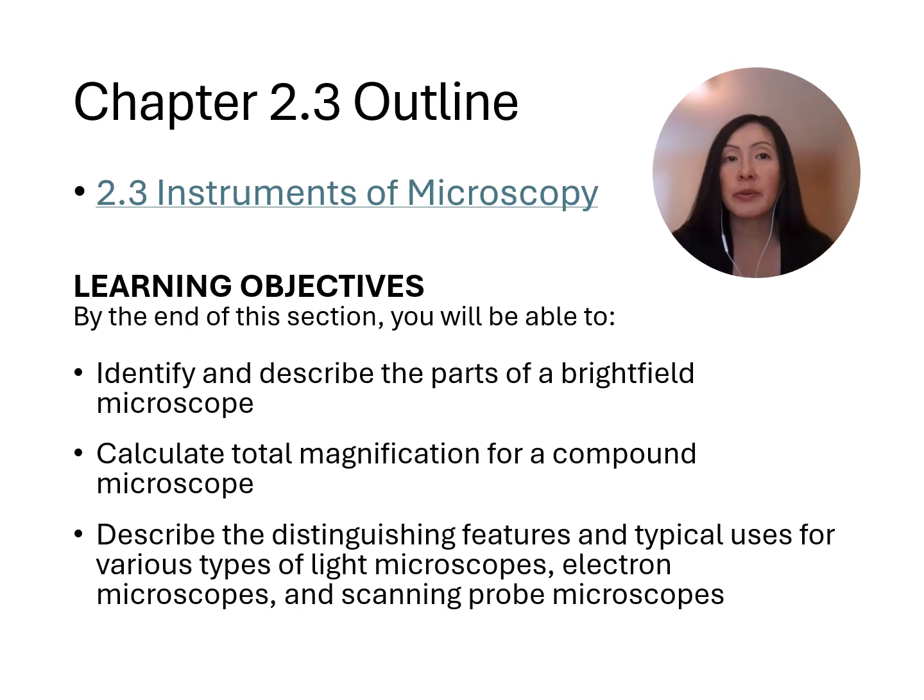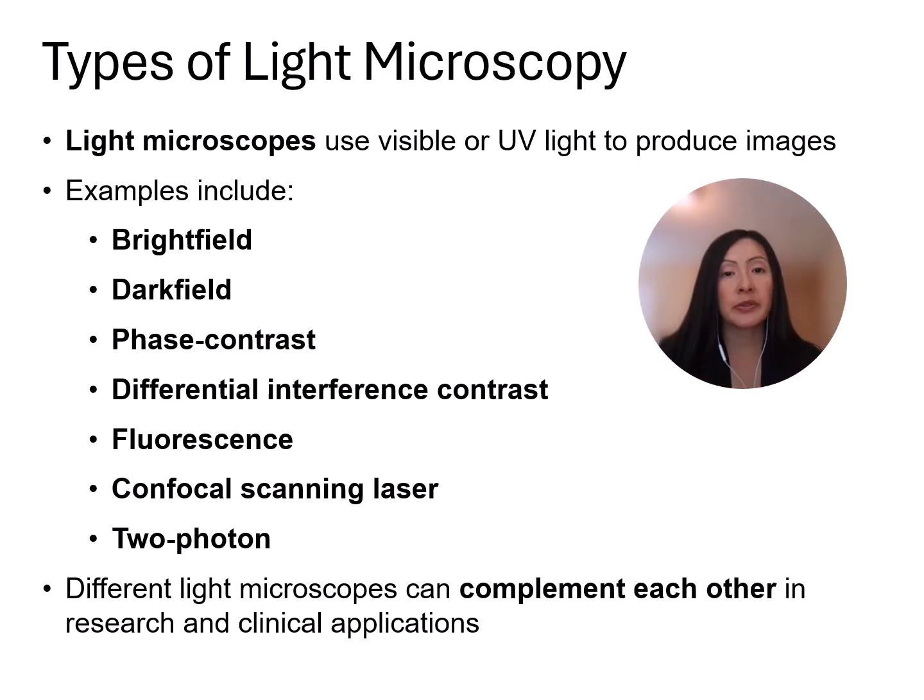All right, section 2.3 really gets into the details of microscopy. We'll look at the different parts of microscopes as well as all of the different types of microscopes we have. We'll start with light microscopes, which use visible or UV light to make images. Light microscopy does not include electron microscopes, which use short wavelength electron beams instead of light, and it also does not include scanning probe microscopes, which function how they sound. They use probes that are passed over the surface of the specimen.